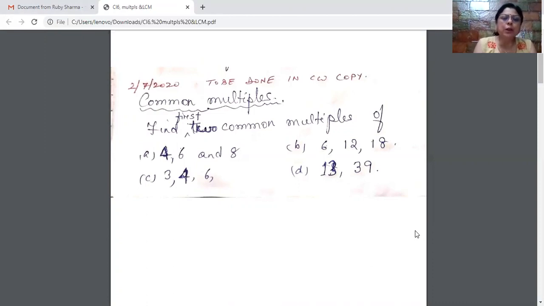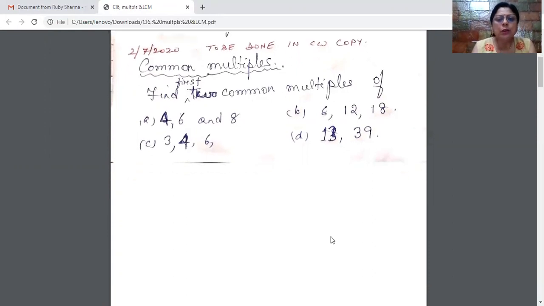Now when we say find first two common multiples of 4, 6 and 8, we should first find the multiples of 4, multiples of 6 and multiples of 8, and then find the common multiples. When there are three numbers, the common multiple should be present in all three. When there are two numbers, it should be present in both. Okay, let's start with the first one. Here I would like to give you a hint.